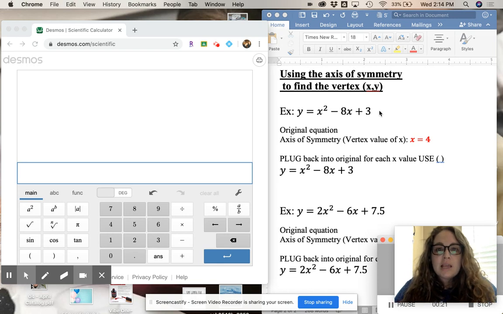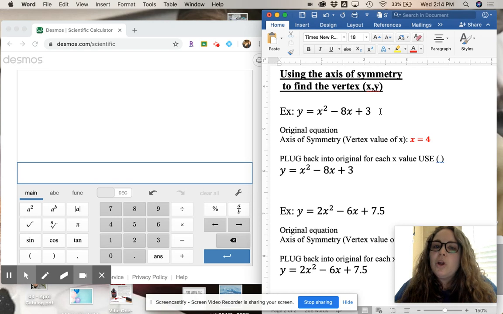So this is the same example that you see on your screen from our previous example. And we already found out that the axis of symmetry was at x equals -4. That's right here written in red. So now what we want to do is take that value, plug it back into the original equation every time we see an x. We're going to put a -4. It's that simple. So let's do that together.